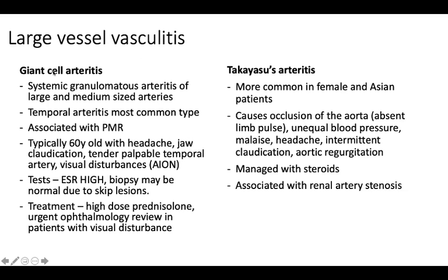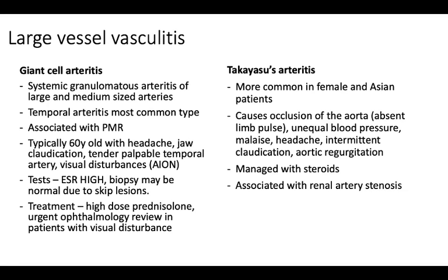Firstly, you have giant cell arteritis. This is when you have a systemic granulomatous arteritis of large and medium arteries, but mostly I think it's large. Temporal arteritis is the most common type, and this condition is also associated with polymyalgia rheumatica, which is a condition in which there is proximal muscle stiffness, so of your shoulders and your hips. And yeah, so they're quite closely linked, PMR and temporal arteritis.